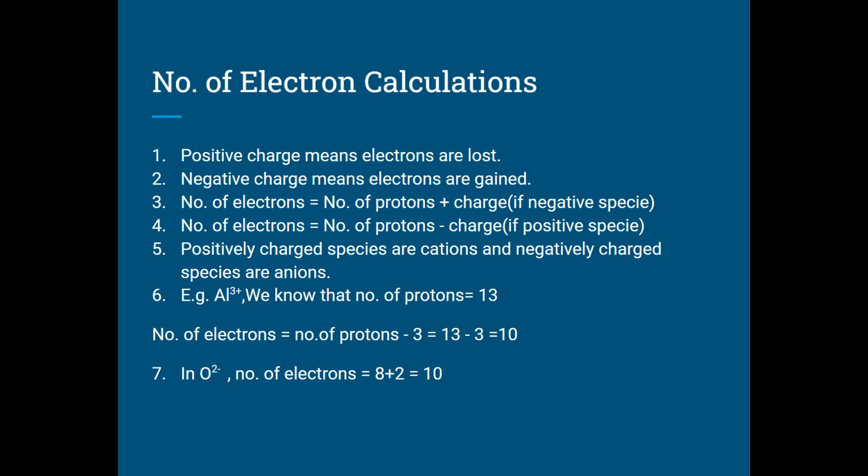Now, number of electrons is equal to number of protons plus charge if there is a negative species. For example, firstly, why I'm using number of protons in calculation of number of electrons. Now we know that number of electrons is equal to number of protons.